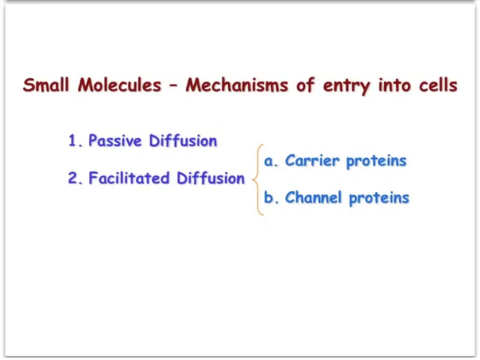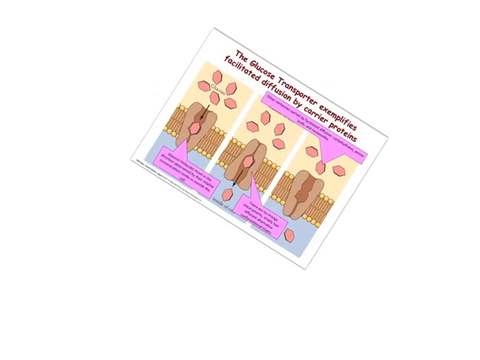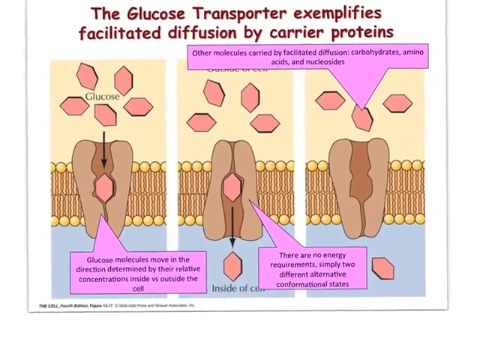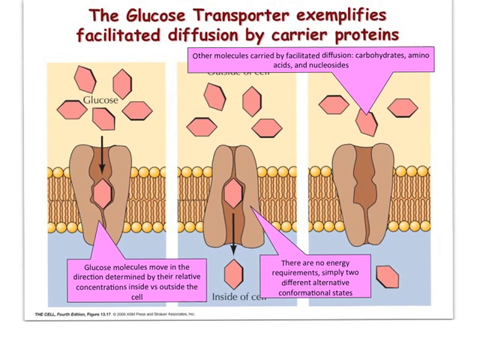To better understand the process of facilitated diffusion, let's first take a look at those molecules that enter the cell thanks to the action of carrier proteins. The glucose transporter exemplifies facilitated diffusion by carrier proteins. So let's take a quick look at how it works.